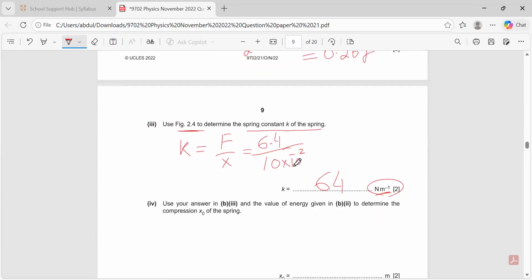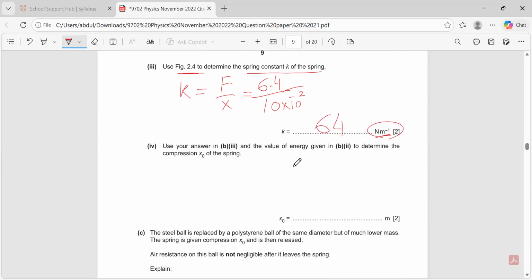And the answer we need to give in newton per meter. Now use your answer in B3 and the value of energy given in B2 to determine the compression of the spring. Now we can use that compression equation, because the examiner is giving us hints. We know elastic potential energy is equal to 1 by 2 kx squared. We need to calculate x naught. Let's make x naught squared the subject of the equation.